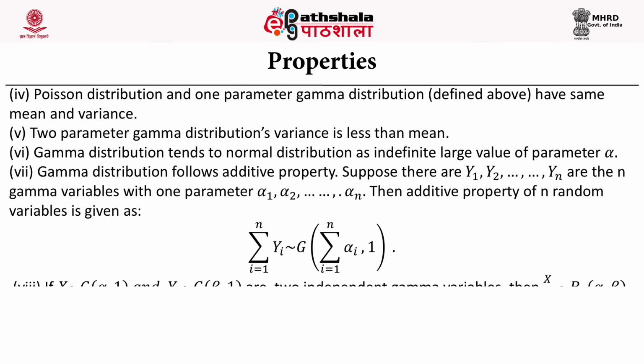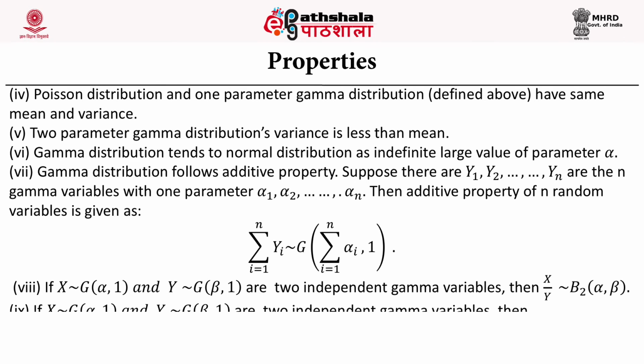So if x follows a gamma distribution with parameter alpha, 1, and y follows a gamma distribution with parameter beta, 1, are two independent gamma variates, then x upon y follows another distribution, that is, beta distribution of the second kind with parameter alpha, beta. If x follows gamma distribution with parameter alpha, 1 and y follows gamma distribution with parameter beta, 1 are two independent gamma variables, then x upon x plus y follows beta distribution of first kind with parameter alpha, beta.